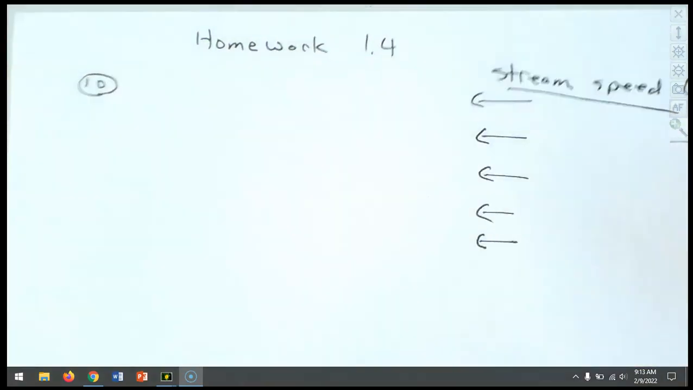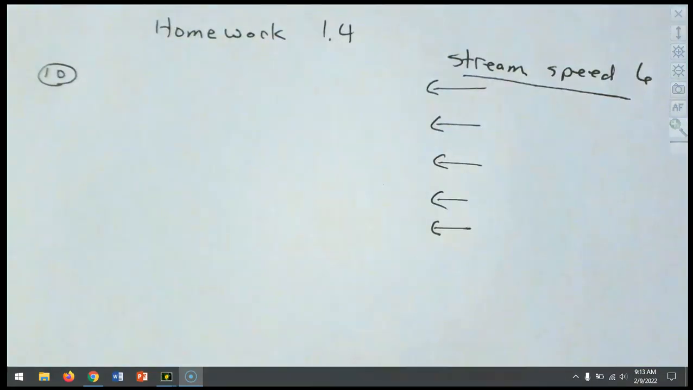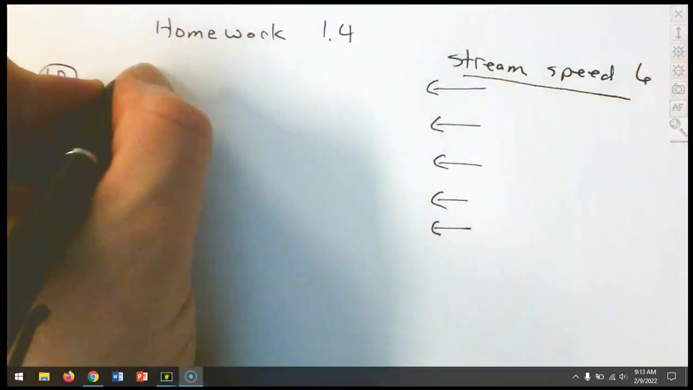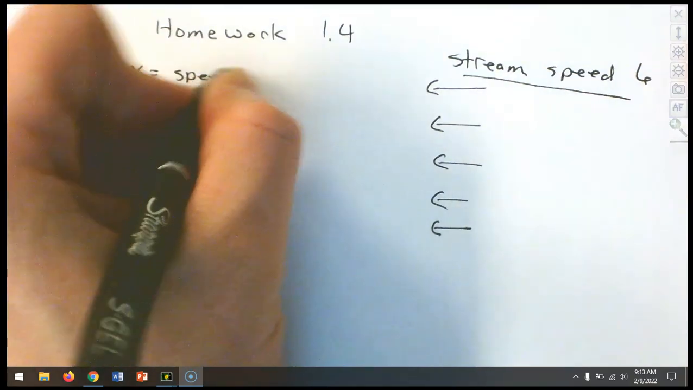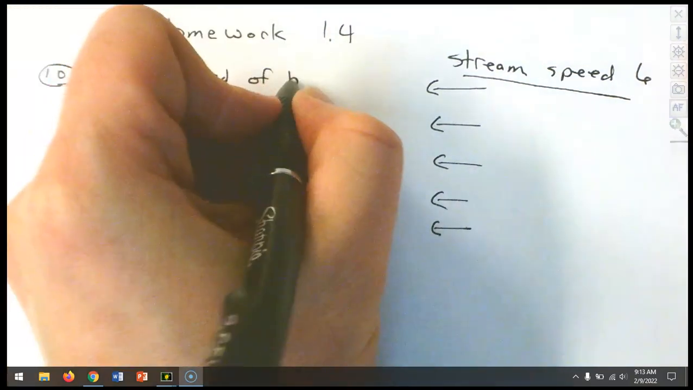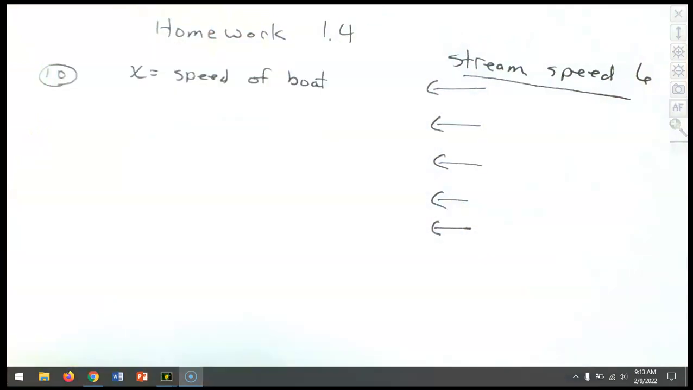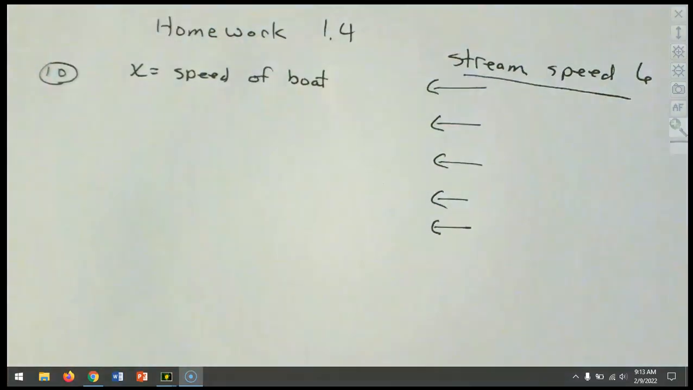So we've got the stream speed over here, and that's 6. Now it's either going to add to it, or it's going to subtract from it. We don't know the speed of the actual boat, so x is going to represent the speed of the boat, because that's unknown. There's a maximum speed that that boat can go, and the current is either going to add to it or subtract from it. So the stream has a speed of 6 miles an hour.